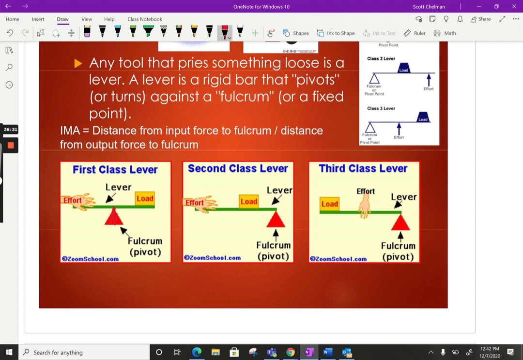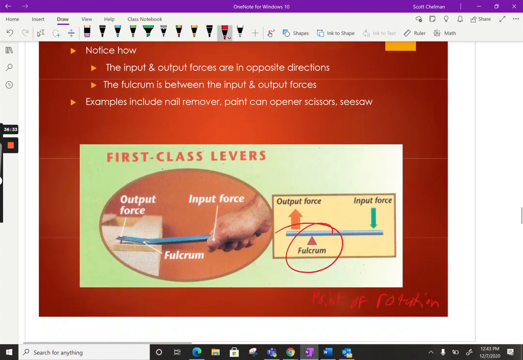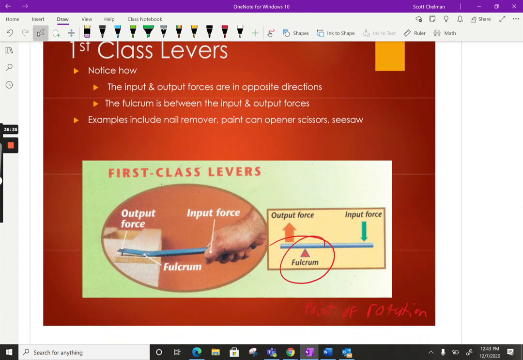So, you have the first class lever. Basically, the first class lever is anytime that we pry something, pull it out of anything.